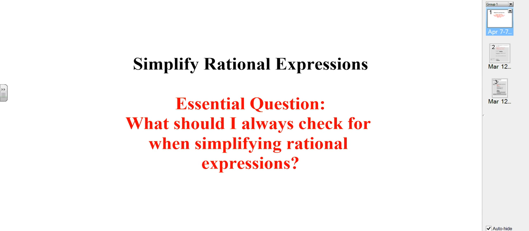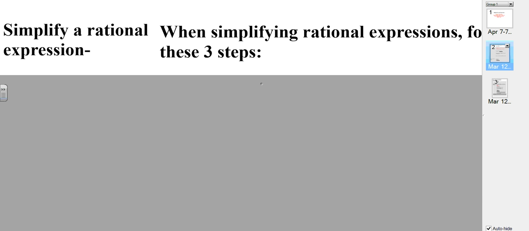Today we're going to be simplifying rational expressions. So the essential question is, what should I always check for when I'm simplifying rational expressions? When you're simplifying a rational expression, you're always going to follow these three steps.